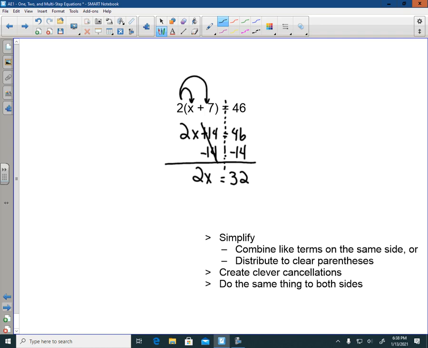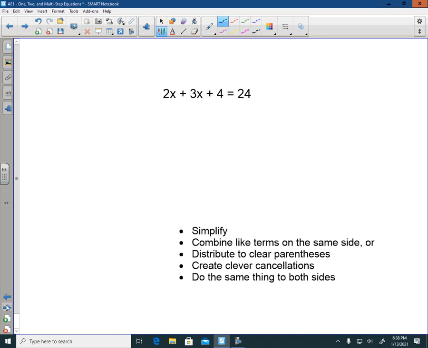And then we have to think about, do we have to create another clever cancellation? And we do, because the variable is not by itself. We are creating this cancellation by dividing by 2 on both sides. And these 2's cancel. And we have x equals 16. And since the variable is by itself, we are done. Every algebra problem will involve the steps that you see right here.